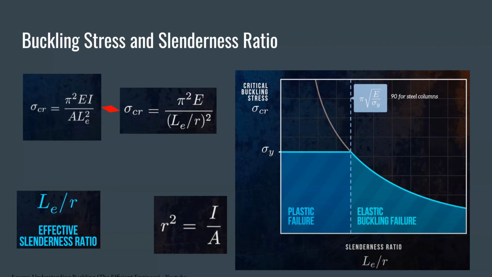So for the right graph, the limiting slenderness region depends on what material is used, since the Young's modulus and the yield strength are affected.